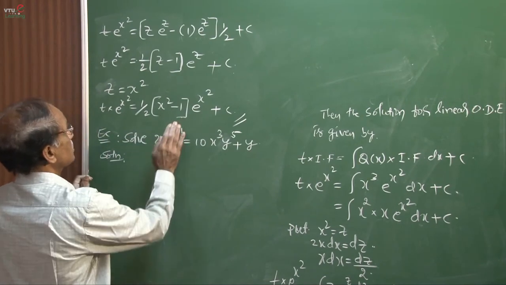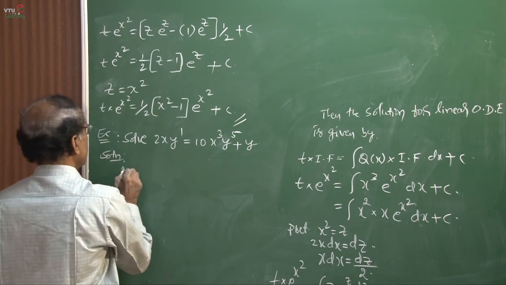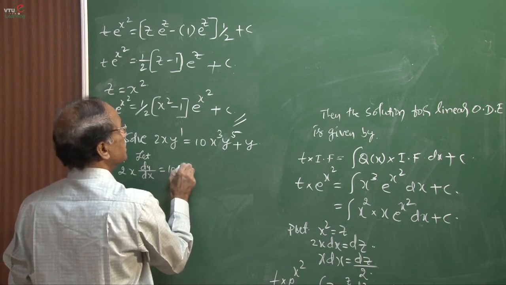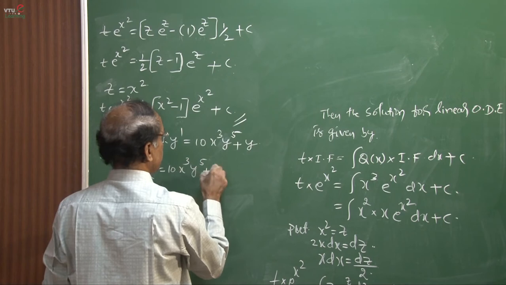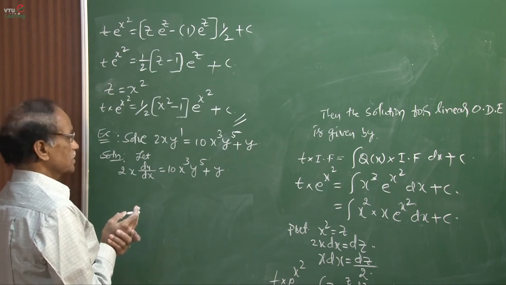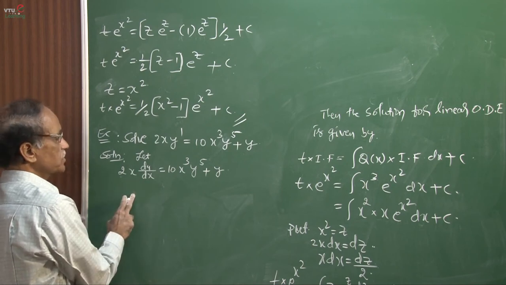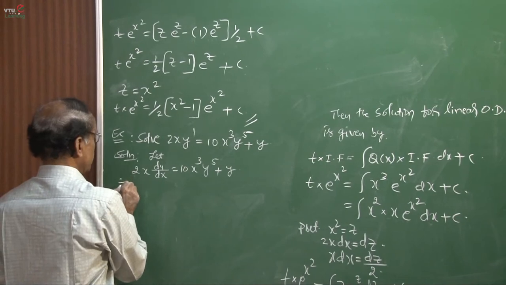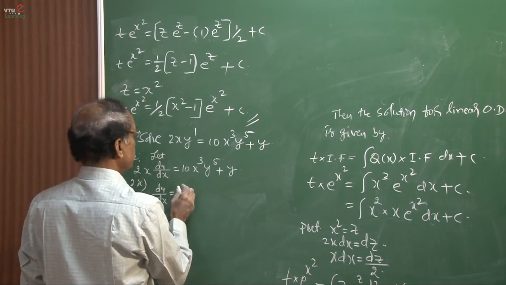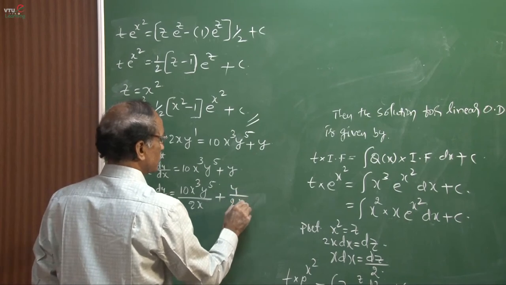This is not given in the symbol like dy by dx form, this is y dash that is given, let us accept it like that only. Let the differential equation be 2x into dy by dx equal to 10 into x cube y to the power of 5 and plus y. Now first of all we will write according to the standard form. Before that we will remove this 2x first, throughout we will divide by 2x, to make this derivative free from that term. Now divide by 2x, that is dy by dx is equal to 10 x cube y to the power of 5 divided by 2x plus y divided by 2x.